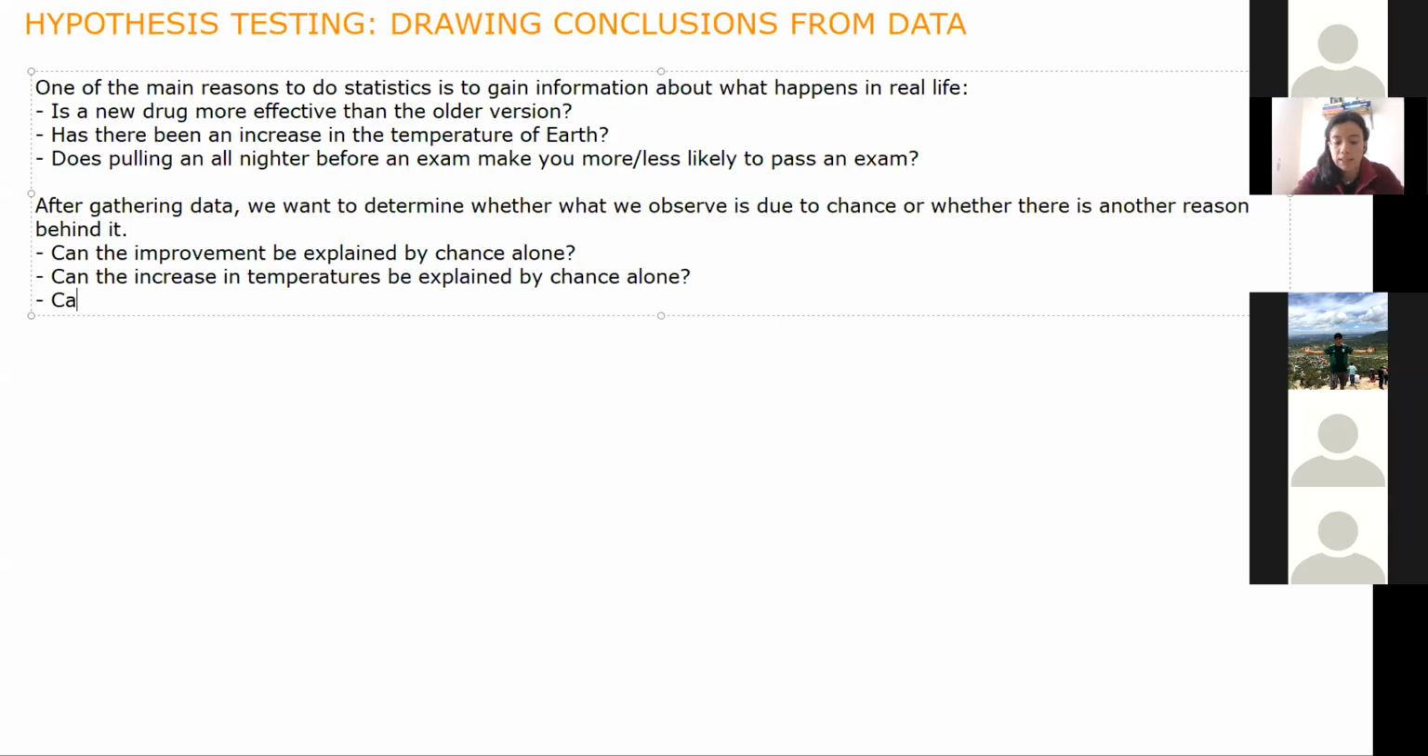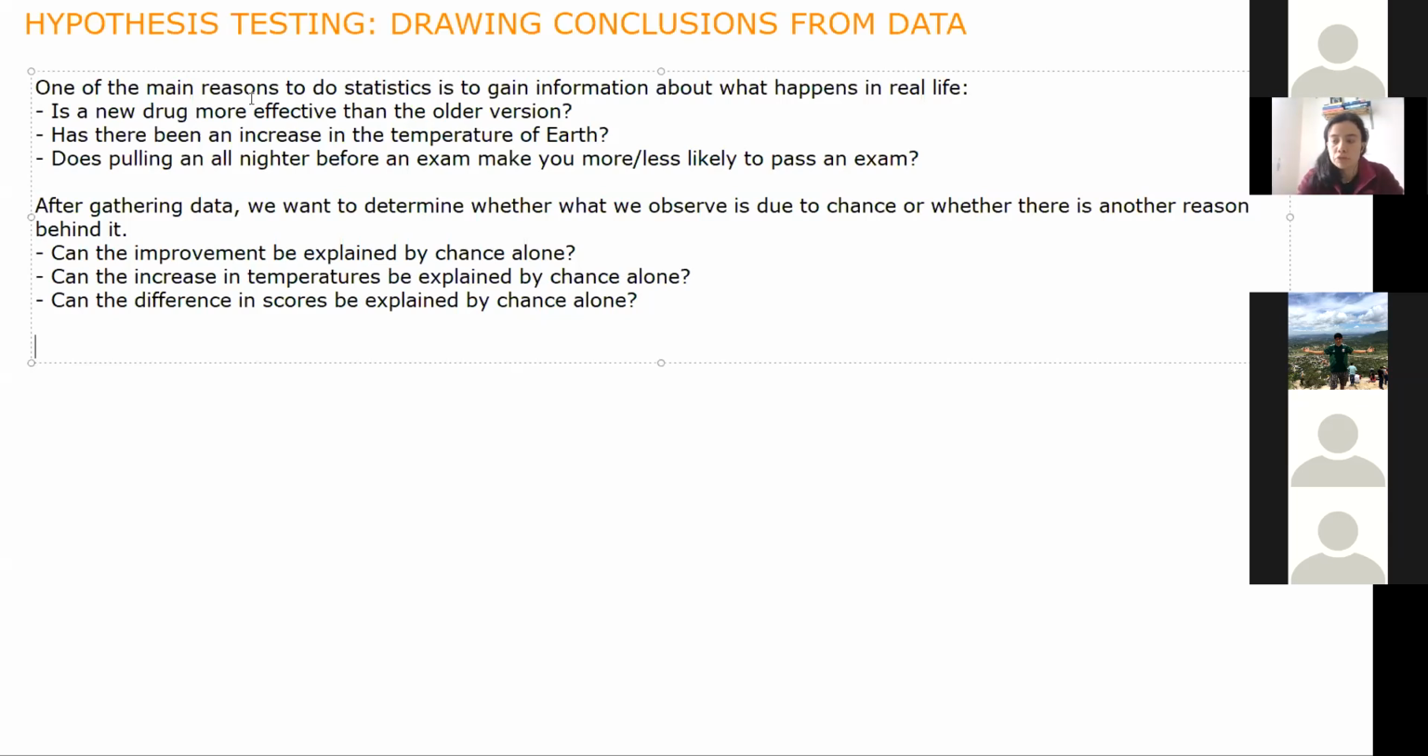So can the difference in scores be explained by chance alone? Okay, so you get the idea. What we're trying to determine is, if I observe something from the data, would chance be enough for me to explain the results, or is there something else at hand?